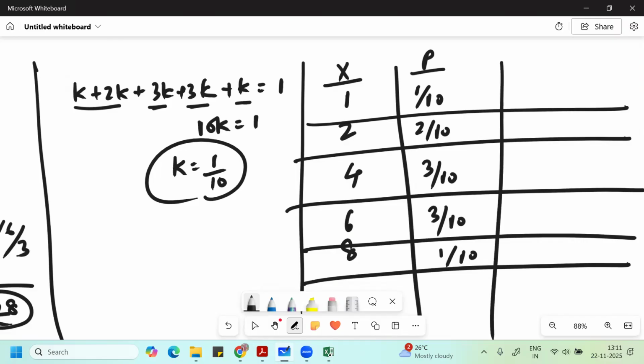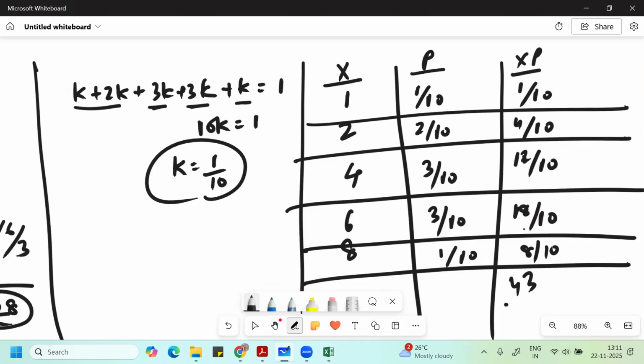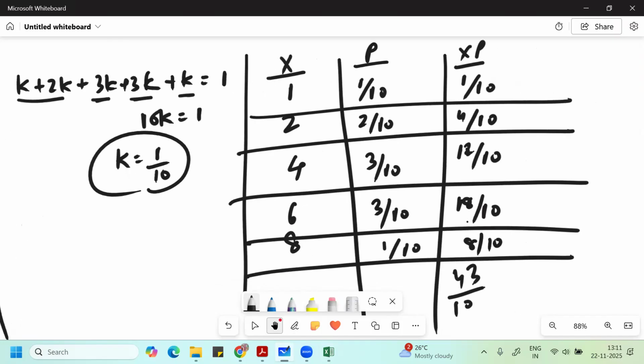Multiply x into p, you will get 1 by 10, then 4 by 10, then 12 by 10, then 18 by 10, then 8 by 10. So the sum would be 1 plus 4 is 5, 5 plus 12 is 17, 17 plus 18 is 35, 35 plus 8 is 43 by 10.